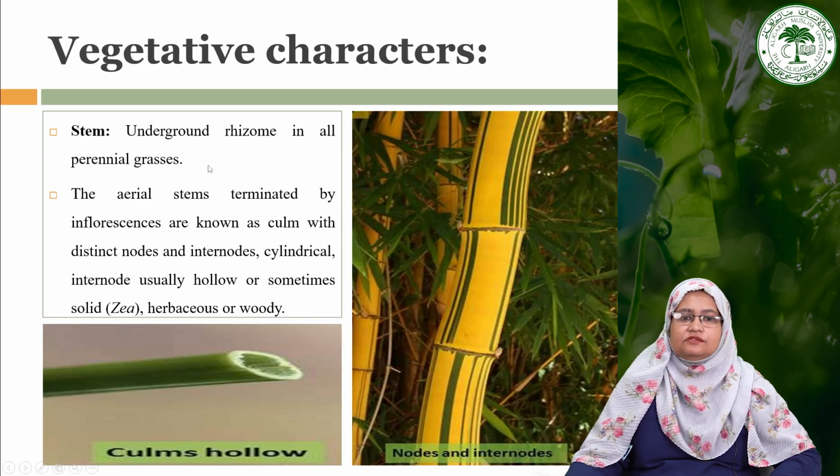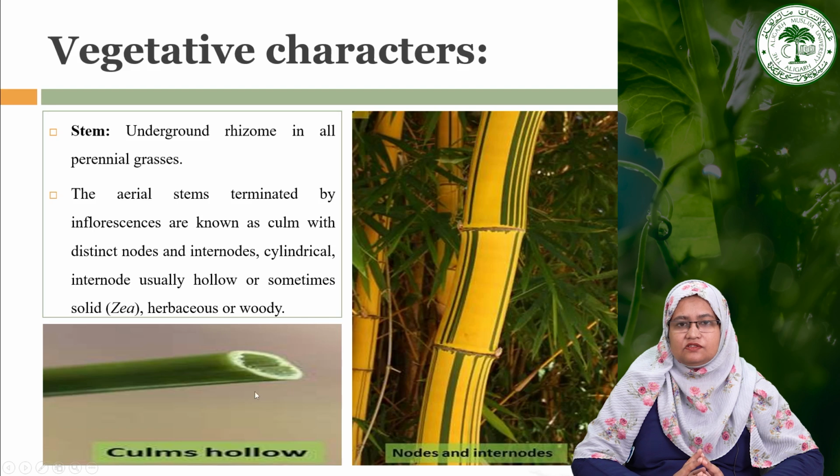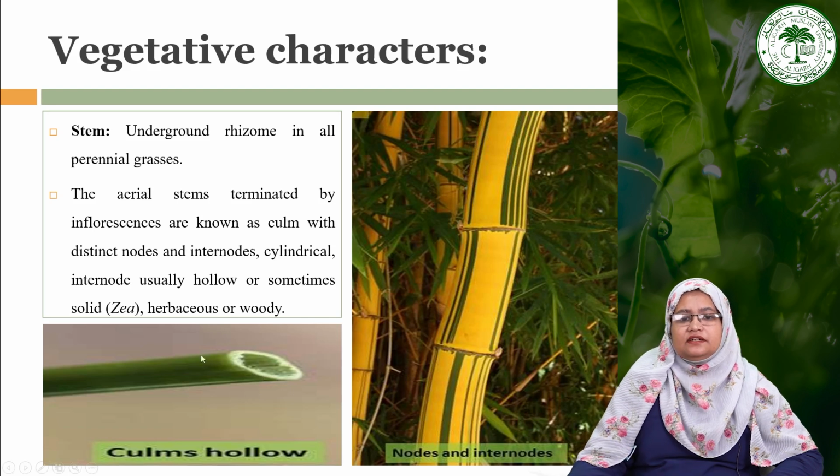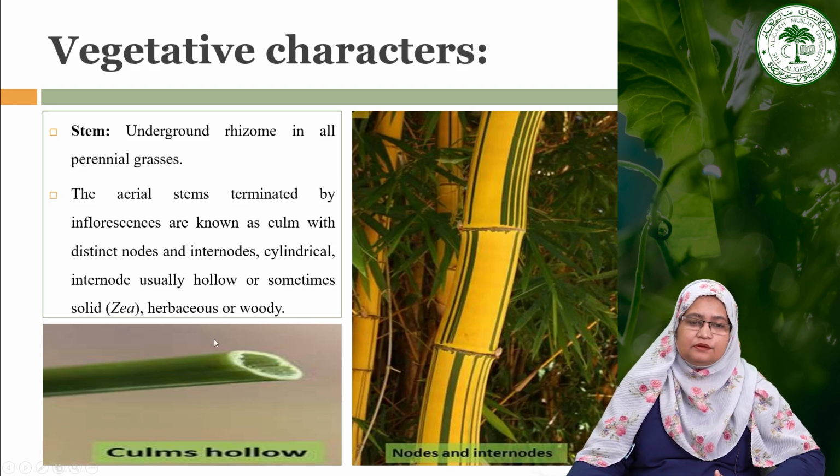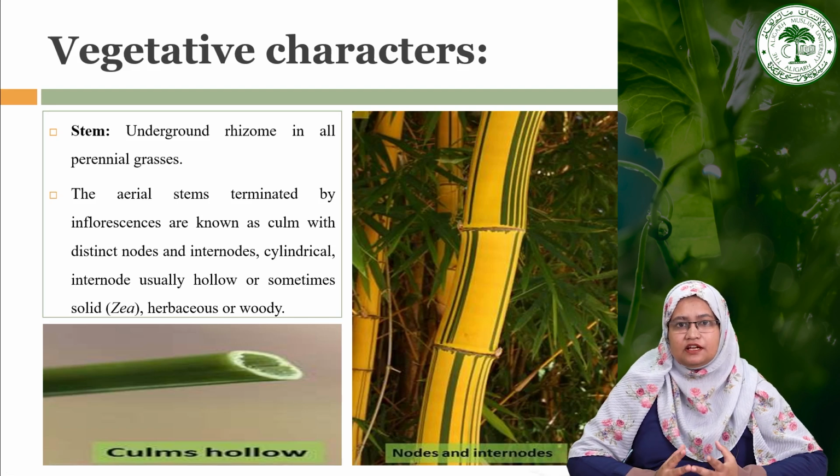The stem in this family is an underground rhizome in all perennial grasses, and they also have an aerial stem terminated by an inflorescence, known as culm, with distinct nodes and internodes. As you can see here, these are the internodes and these are the nodal regions. The internodes are usually hollow, or sometimes solid as in the case of Zea mays. They are generally herbaceous because the plants are herbs, but sometimes woody as in the case of Bambusa or bamboo plants. So the stem is one of the characteristics of this family, Poaceae.